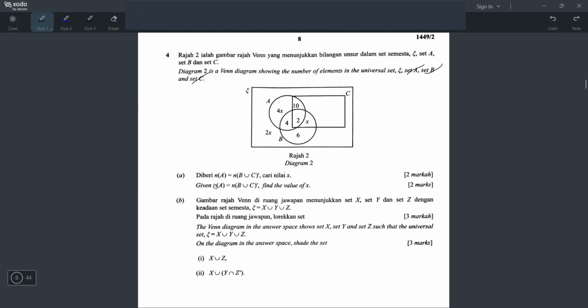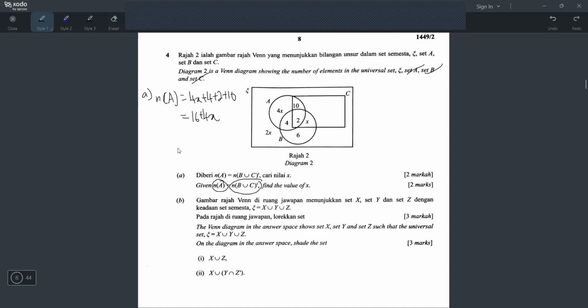So now it says what? Given the number of elements in set A equals the number of elements in B union C complement. Find the value of X. So let's talk about A. Number of elements in set A. Well, A is this circle. So if it's this circle, how many elements do you have? It will be 4x plus 4 plus 2 plus 10, right? And you end up with 4 plus 2, 6, 16 plus 4x, right? This is the number of elements in set A.